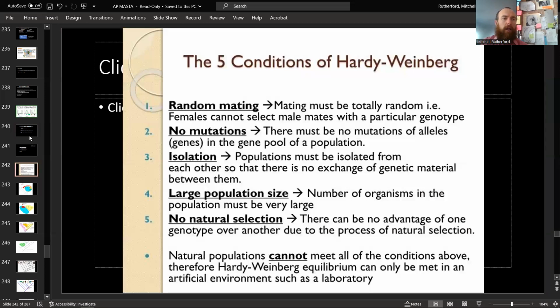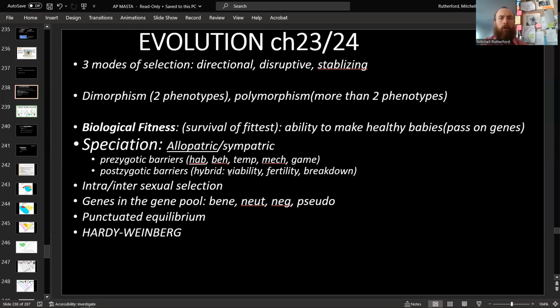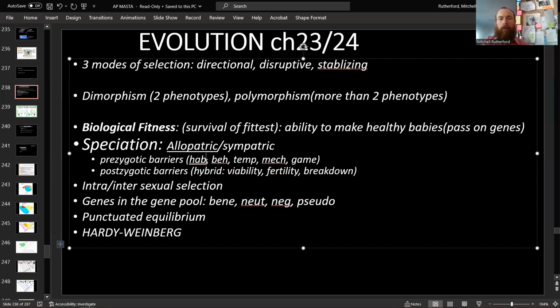Okay, great. Let's go back to this vocab. Oh, and then we have speciation. So let's break down these words and not be afraid of them. Habitat is a pre-zygotic barrier. Pre-zygotic means before making the zygote. Zygote is egg and sperm fertilized together, okay? Now, if they live in different habitats, then they're not even around each other to mate. So they're going to become separate species, okay?